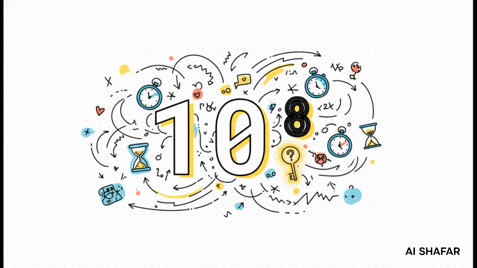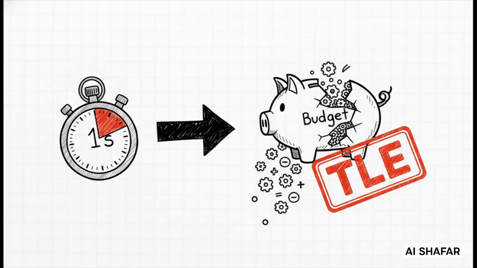This is the number. 10 to the power of 8, 100 million. If you remember nothing else, remember this number. This is the secret key that unlocks the whole TLE puzzle. So, what does this number mean? It's a rule of thumb. When a problem says 1 second time limit, what it's really telling you is that you have a budget. You have a budget of about 100 million basic computer operations to get the job done. It's not about the clock on the wall, it's about how much work your code is making the server do.